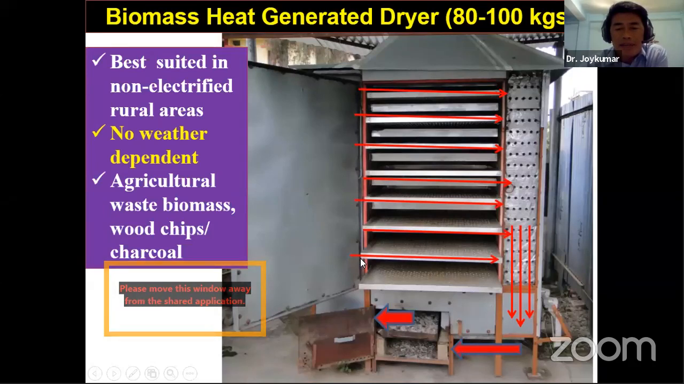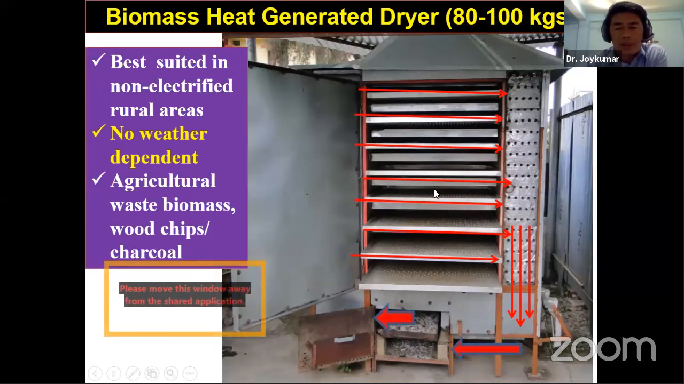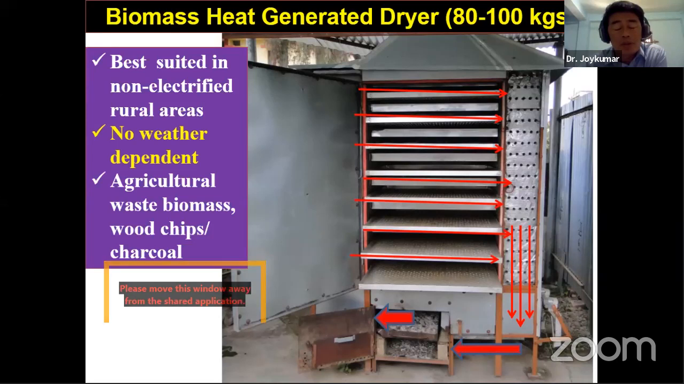The same heat will be passed on a different channel, and the heat will be used for the drying of this material. So whatever flue hot air will not come in contact with the material kept in between. This type of dryer is very useful, especially in rural areas and hilly areas where electricity is not available, and the sunshine hours are also less, where solar dryers may not be of very good use. In those situations, such a dryer is of very good use.